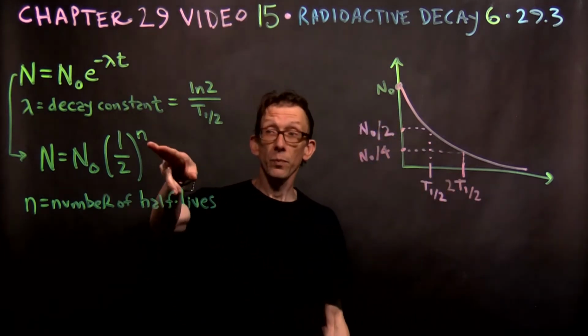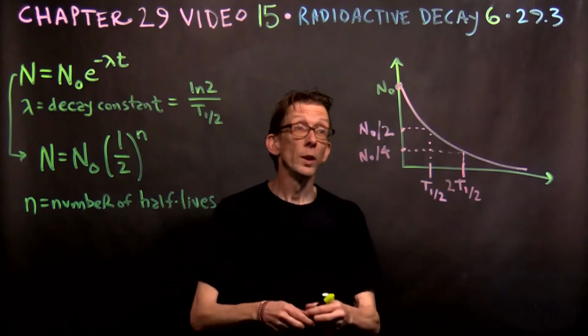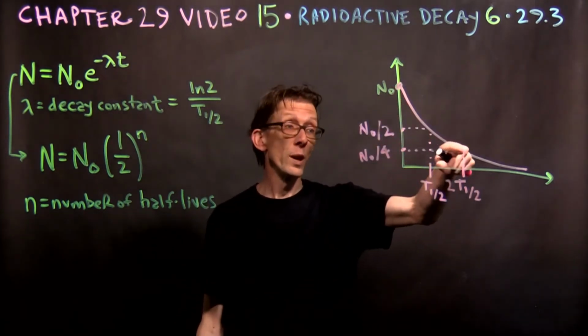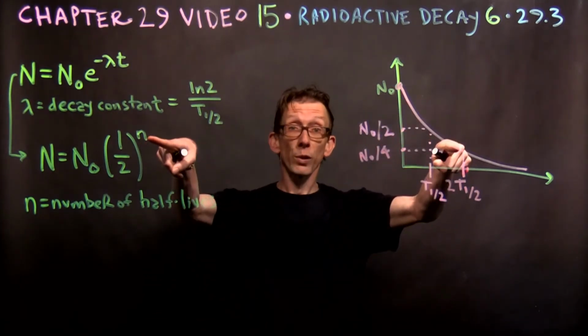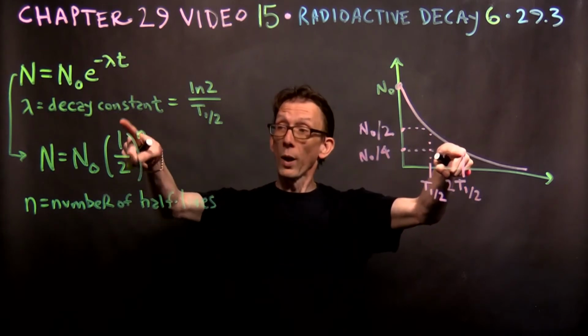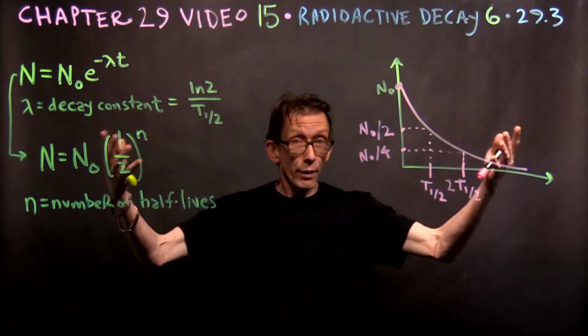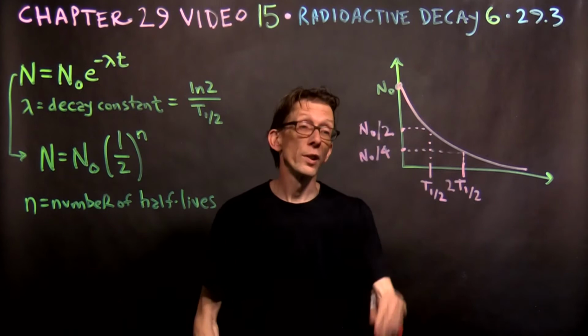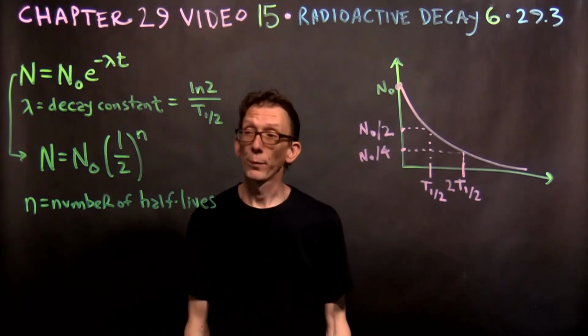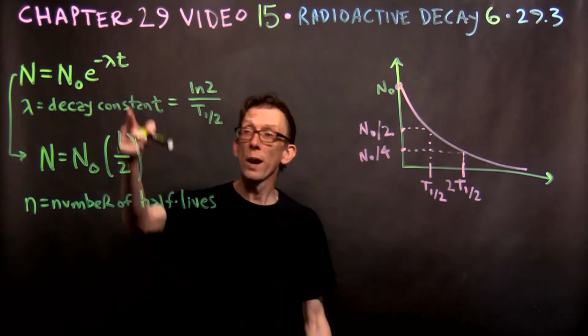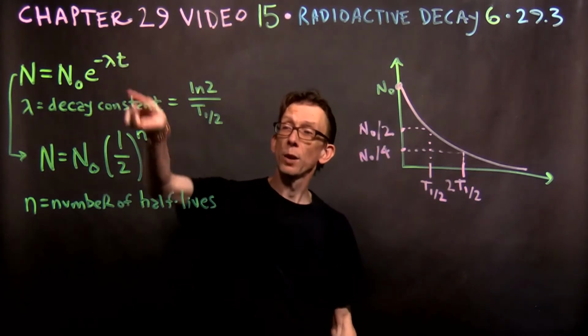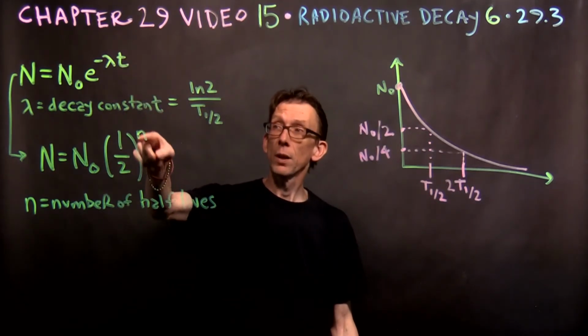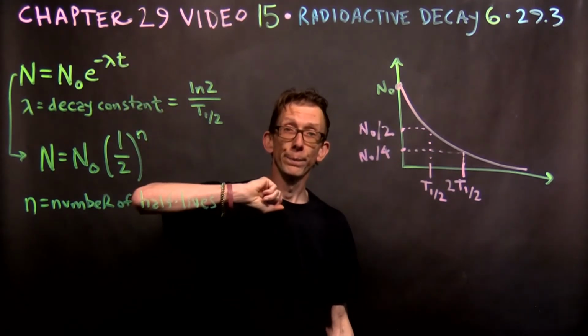In that case, little n is equal to 2. You've gone from N naught down to N naught over 4. Little n is equal to 2. So 1/2 squared is 1/4, and so you're down to N naught over 4. So these are 2 ways of saying the same thing: one in terms of the number of half-lives, one in terms of time t.